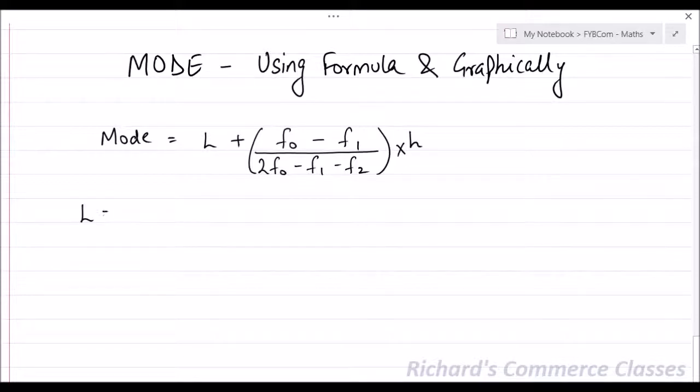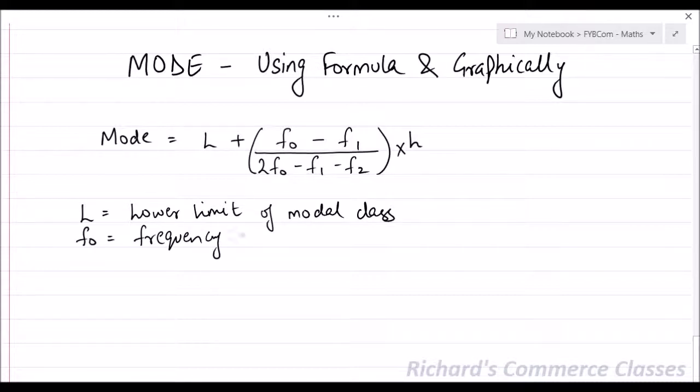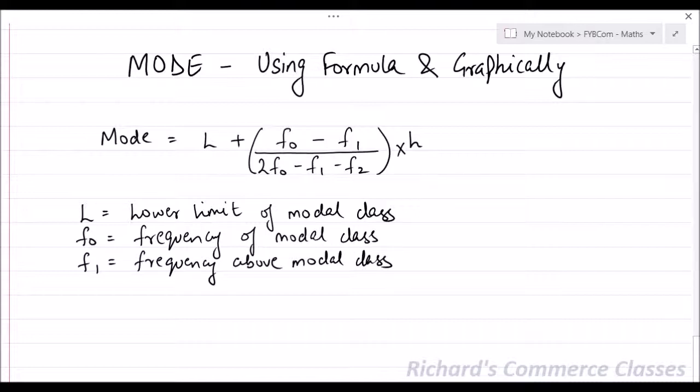where L is equal to the lower limit of the modal class, F0 is the frequency of the modal class, F1 is the frequency above the modal class, F2 is the frequency below the modal class, and finally H is the class width.